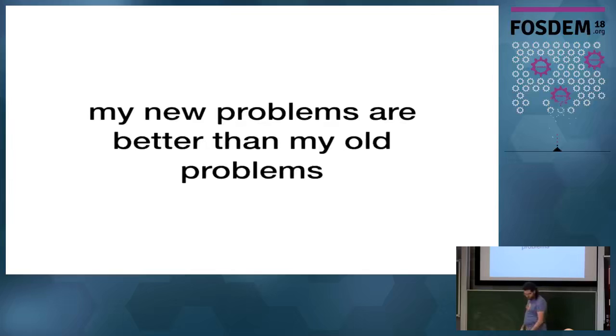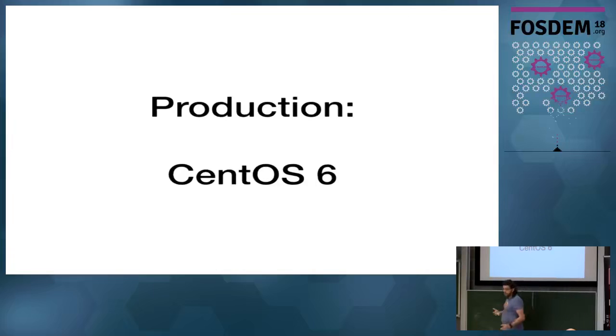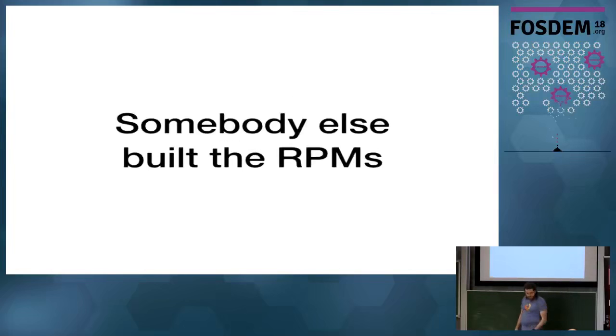And so the first thing I want to talk about, a problem that I've solved and created, was inconsistent environments. We had inconsistent environments for Bugzilla. The Bugzilla I'm talking about is the install that's bugzilla.mozilla.org, to be clear, but most of what I talk about is not specific to that. Production runs on CentOS 6. Actually, I think it runs on Red Hat Enterprise Linux 6, but close enough. It uses RPMs, and somebody else built the RPMs.